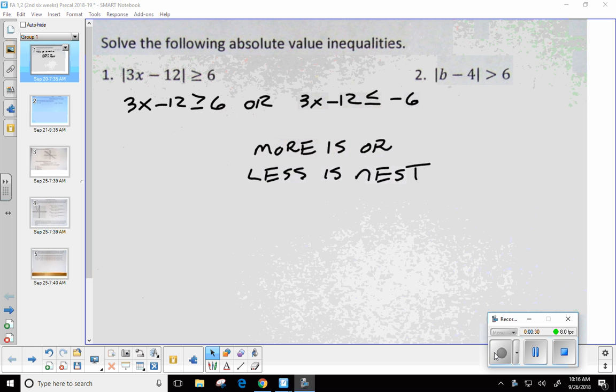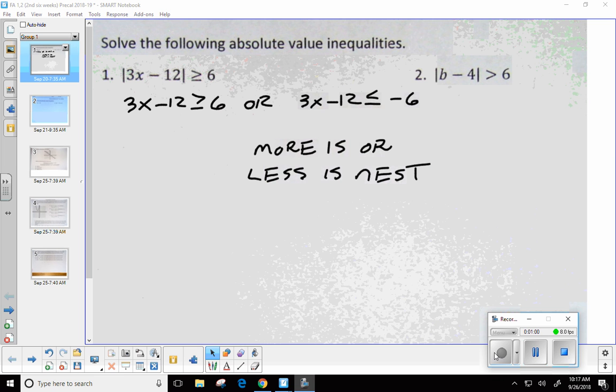So if it's a greater than absolute value inequality, that's where the "more is or" comes in. That tells you that it's a union. So you want to go ahead and break it up like this. So I said 3x minus 12 greater than or equal to 6, or, because more is or, greater than is more, 3x minus 12, and then I did two things. I'm going to switch the inequality symbol, and I'm going to take the opposite of my constant. Okay, remember, this is what you did last week with Miss Stone.